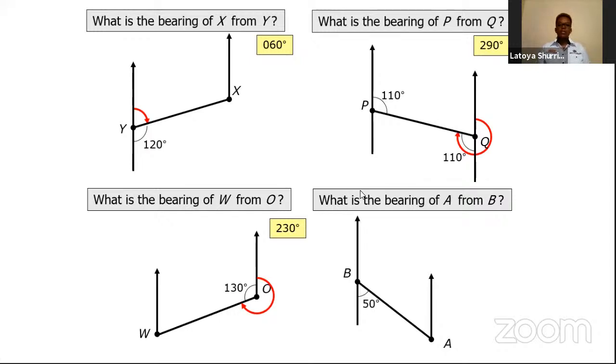All right. Let's check our answer and see what we get. And indeed, we would get 130 degrees. Excellent job, guys. Excellent work.